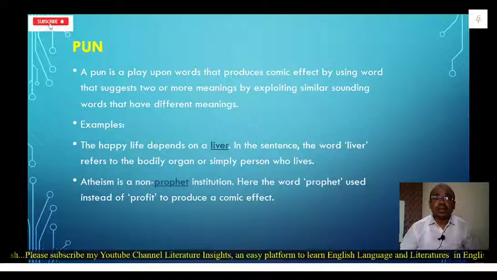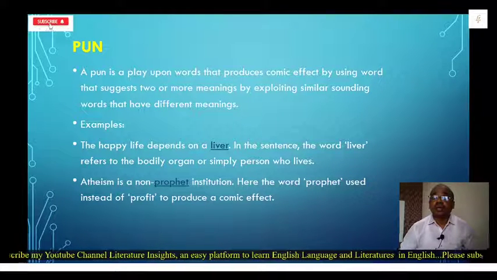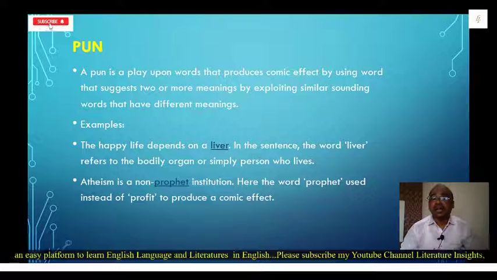In another example, "Atheism is a non-prophet institution." Here the word prophet is used instead of profit to produce a comic effect. In this sentence we can find similar sounding words exploiting their meanings.